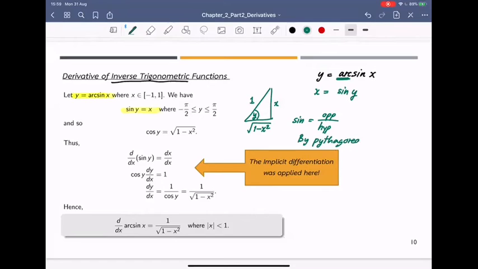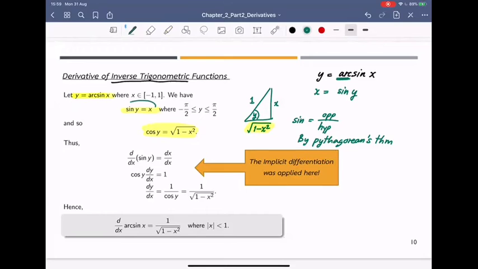By the Pythagorean theorem, the remaining side is square root of 1 minus x squared, and that will leave you cosine y equal to square root of 1 minus x squared. Once you have that, keep it to use later.